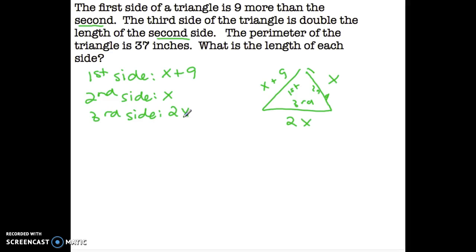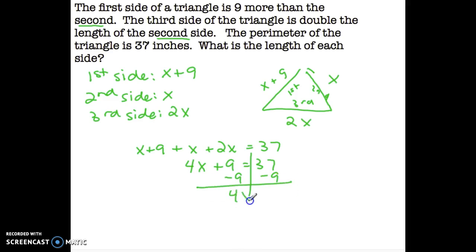And then lastly, it says the perimeter of the triangle is 37 inches. To get the perimeter of a triangle, all you have to do is add up all the sides. So I'm going to do x plus 9 plus x plus 2x equals 37. Okay, and then again, I'm going to combine all my like terms. x plus 2x is 4x. So 4x plus 9 equals 37. Subtract 9 from both sides. I get 4x equals 28. And when I divide both sides by 4, I get x equals 7.